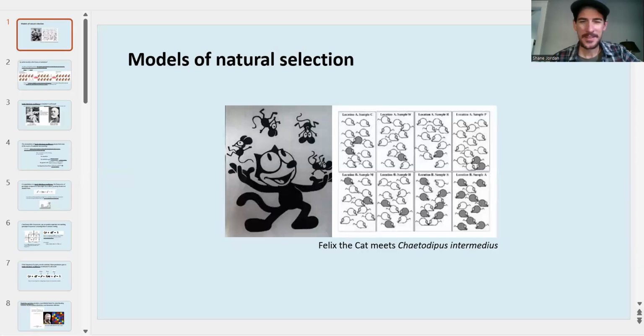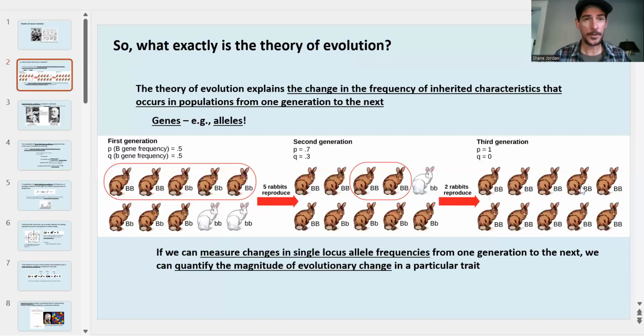Hello, class. This video is going to review our modern understanding of evolution by natural selection. And this is going to require us going over some of the basic quantitative models used in order to understand how the process of natural selection operates. To get started with this, I want to review again what the theory of evolution is.